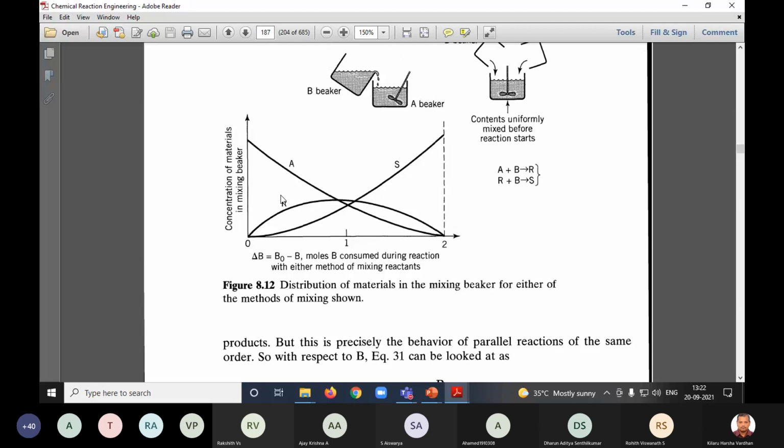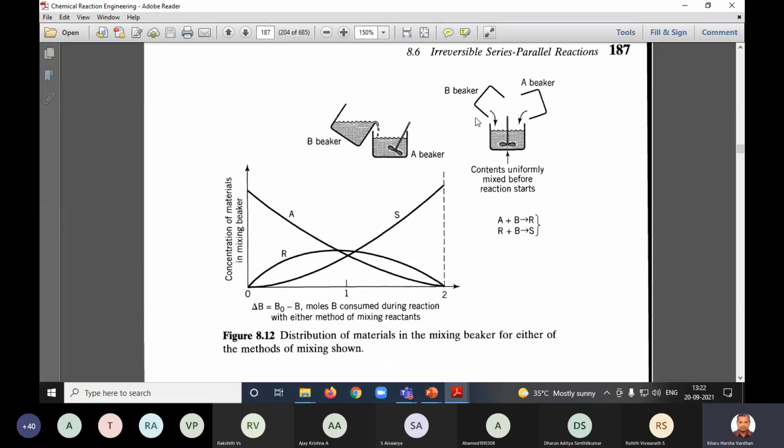Okay. Now what is happening here? Now both A and B are added together. Still the curve will be the same. Why?